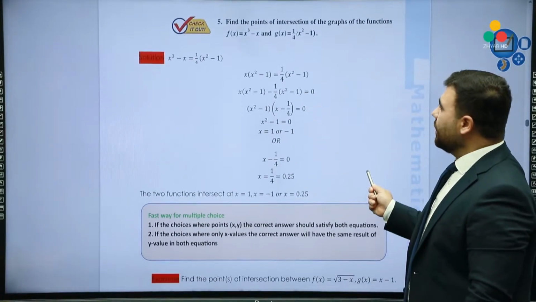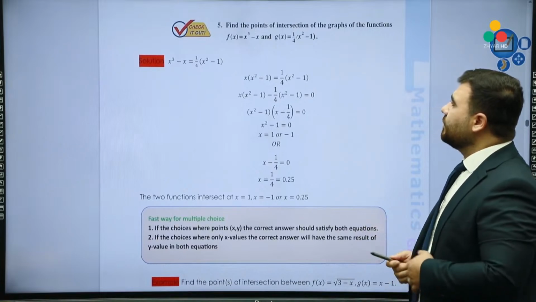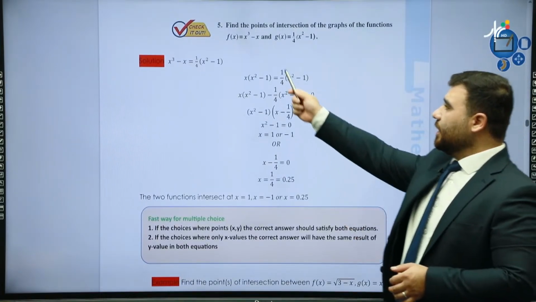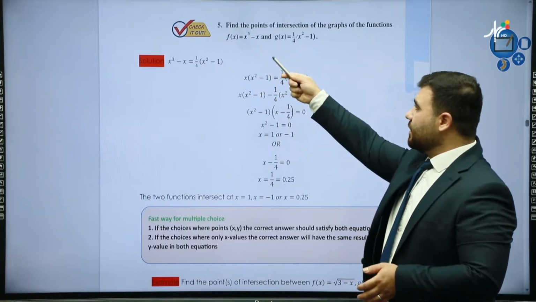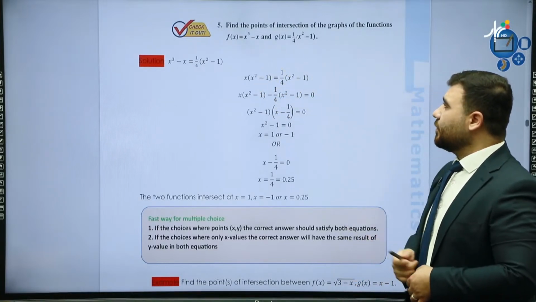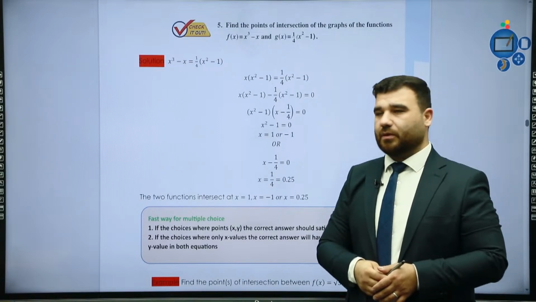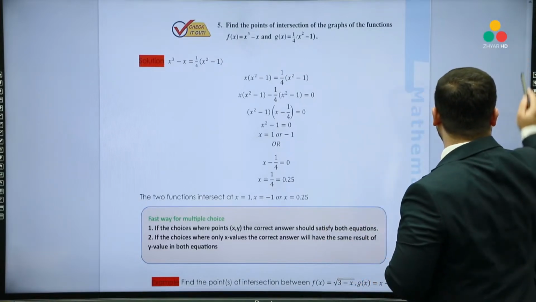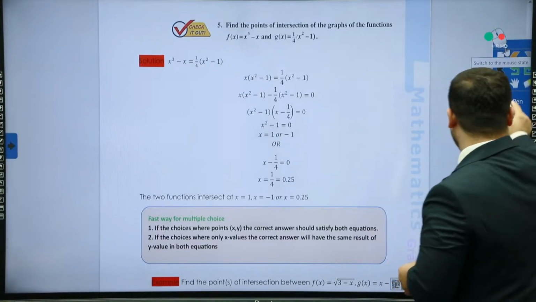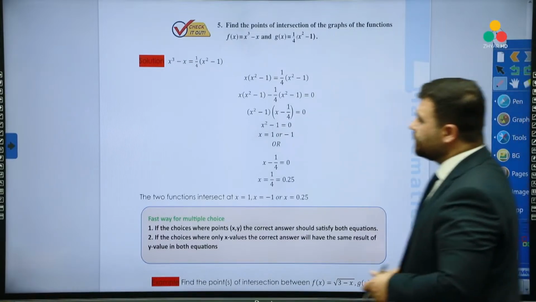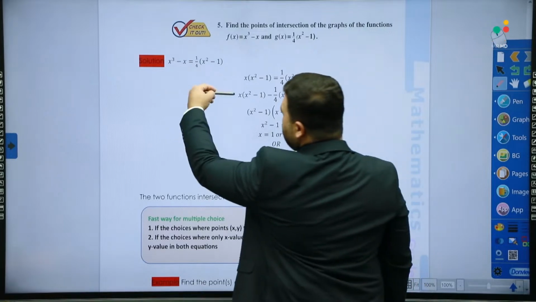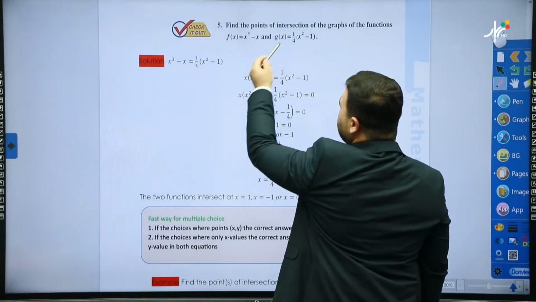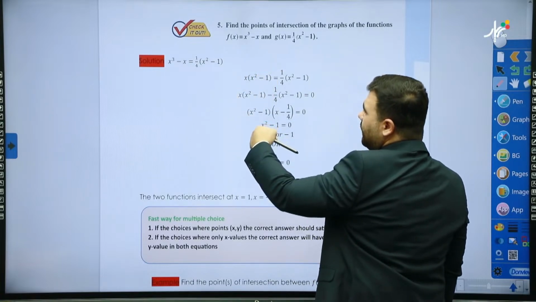This is a Check It Out from the book. Find the points of intersection of the graphs of the functions f of x equals x cubed minus x, and g of x equals 1 over 4 x squared minus 1. Solution. Let's do this. Step 1, always equate them. X cubed minus x equal to 1 over 4 x squared minus 1.